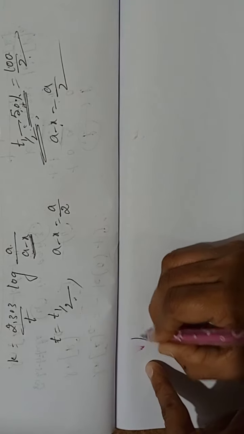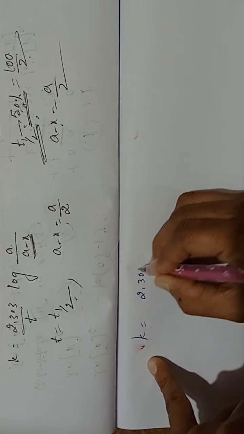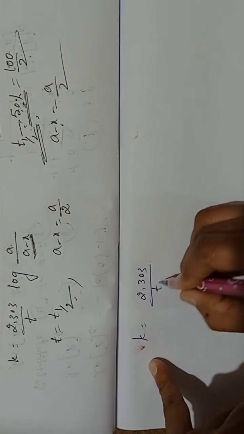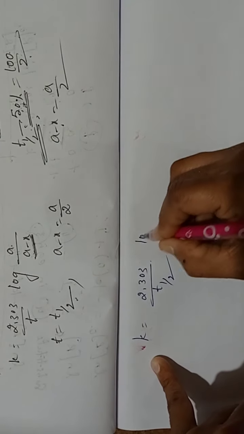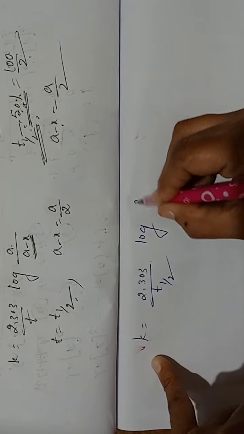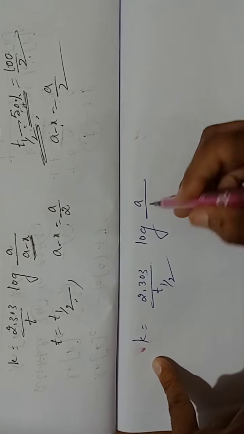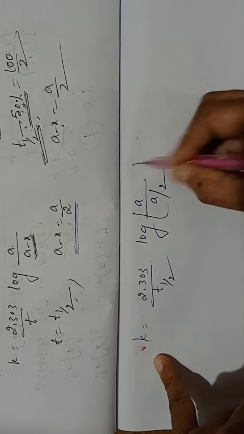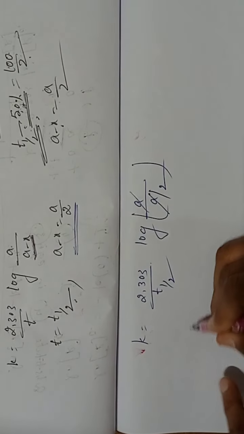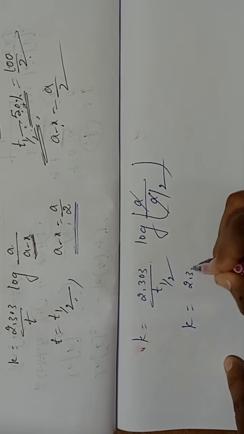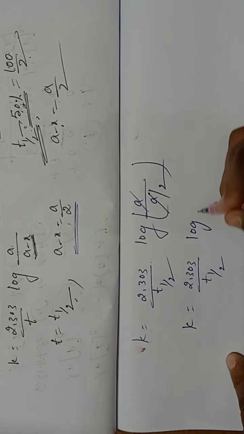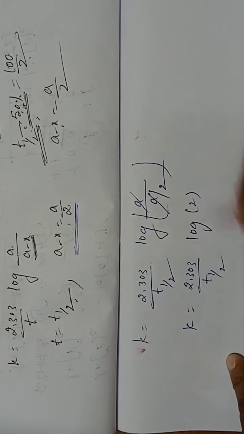k is equal to 2.303 by t, meaning t half, into logarithm of A by A minus x. A as it is. A minus x value, how much, students? A by 2. Okay? A by 2 we have to substitute. Now A gets cancelled. So k is equal to 2.303 by t half into log 2, as the value goes to the top.